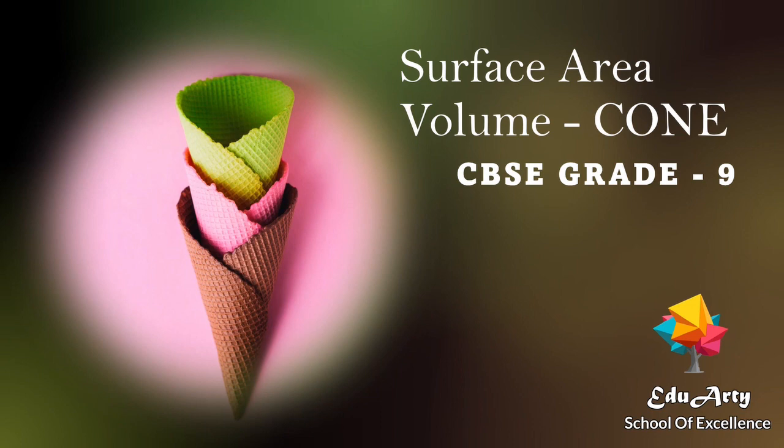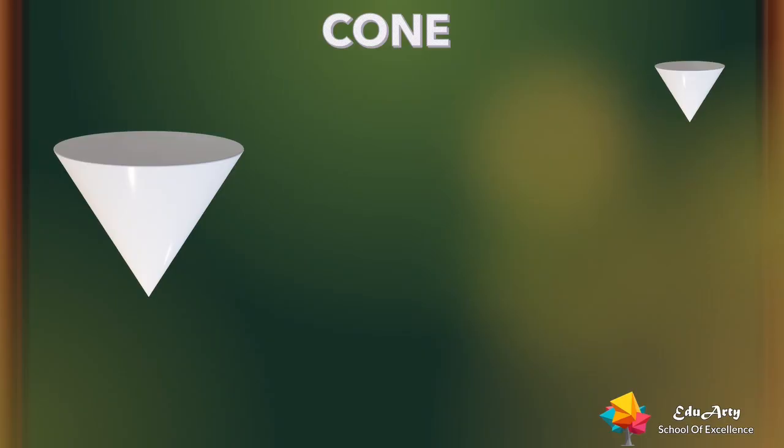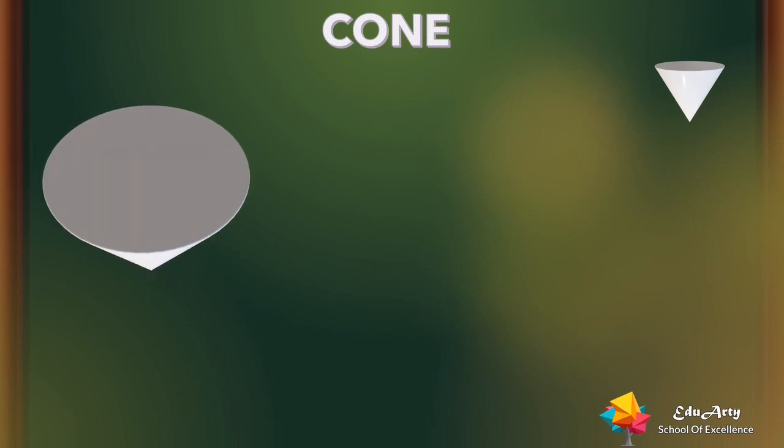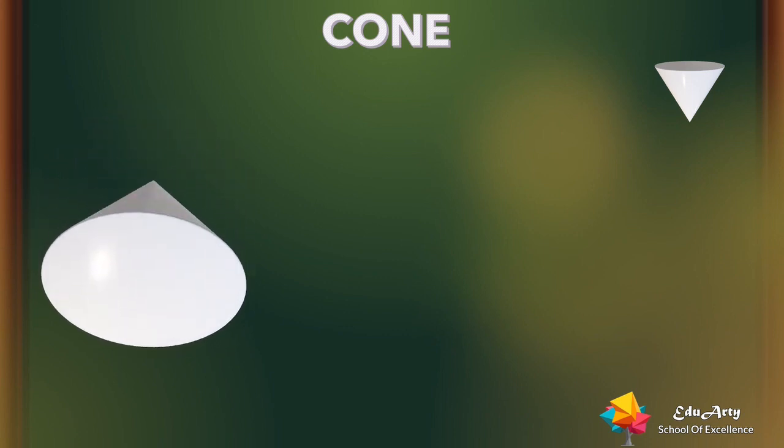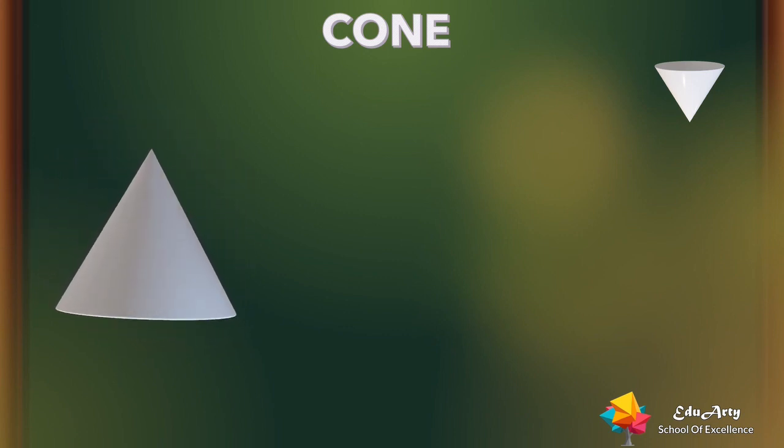You can see the picture here, and these kinds of cones are what you see regularly, and we are going to learn more about them. So this is a cone. Let us see how the cone looks. This is the base of the cone on which the cone will stand. That is circular, you can see that, and that is the vertex.